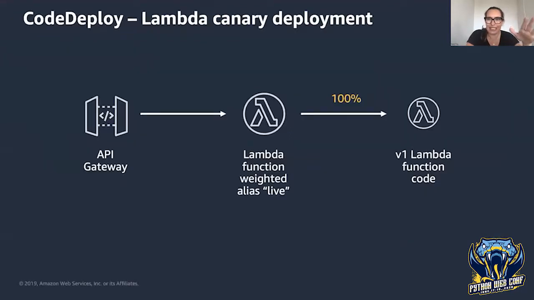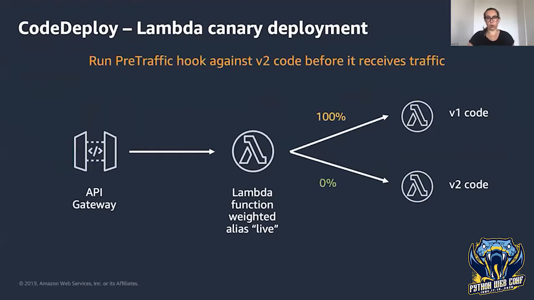So let's look at an example, because this can be a little bit confusing. We have API Gateway, we have our Lambda function that has a version 1. Version 1 has 100% of the traffic. We have not deployed anything. Now we deploy version 2 of our function. And still 100% of the traffic is in version 1.